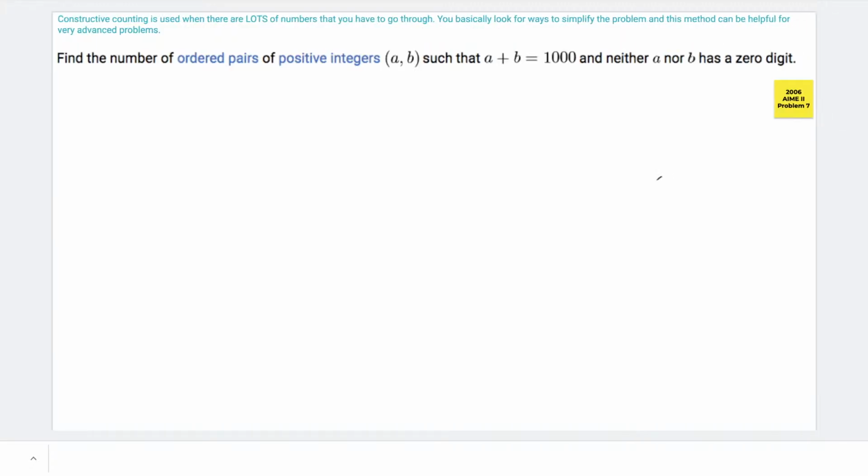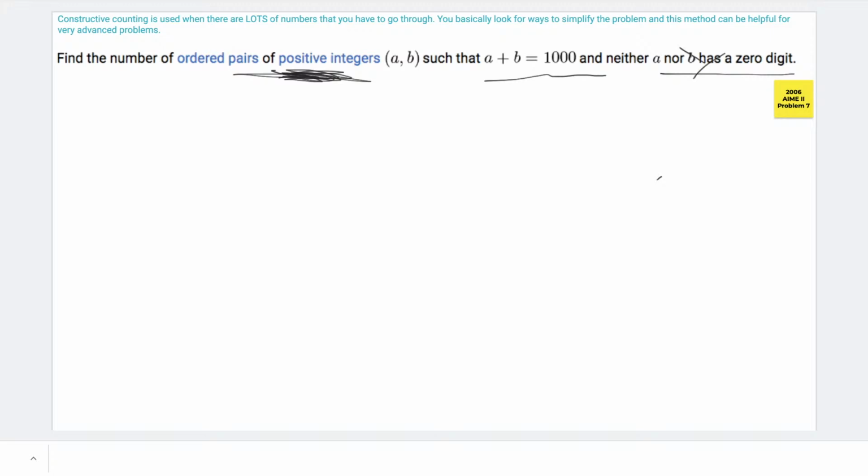Now this problem. Constructive counting is like when you have lots of numbers, and you try to look for a solution in it. There are lots of numbers that you have to go through, and it's very helpful in very complicated problems. This one is a very good example. We want to find the number of ordered pairs of positive integers, no zeros in this, such that a plus b equals 1000, and neither a nor b has a 0 digit. To find the number of pairs, we first disregard the fact that there is a 0 digit, which we're not allowed to have.